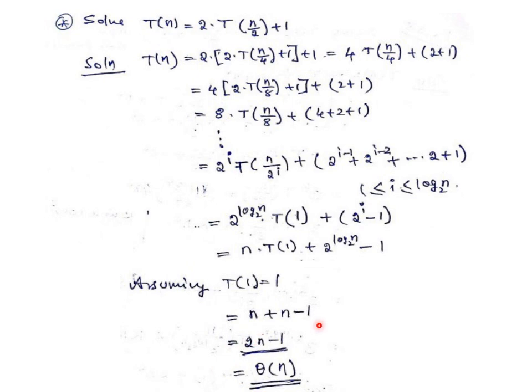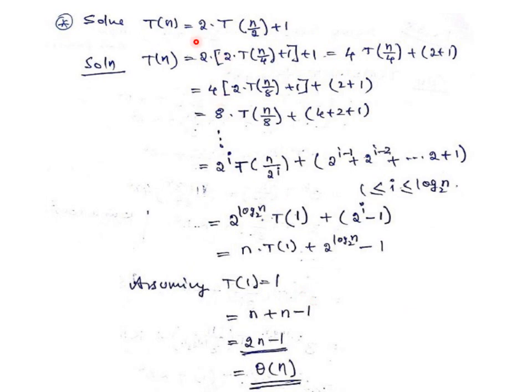So finally we can write the time complexity of this divide and conquer approach: T of n belongs to big theta of n. That is, it is approximated to the value of n, linearly. So it is linear. So the same problem we can solve with the help of the master theorem.